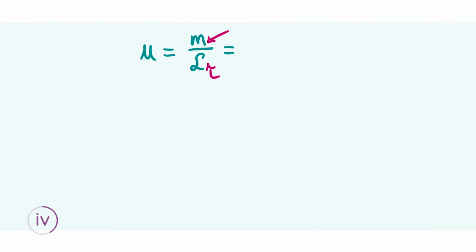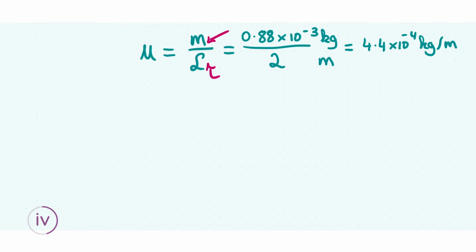Well, we have the mass as 0.88 times 10 to the power of minus 3 kilograms. Just putting in those units there. And that's all over the length, which is 2 meters. A simple calculation will tell you that the mass per unit length is equal to 4.4 times 10 to the power of minus 4 kilograms per meter. And it's a good idea to also, if you're calculating these little things, to keep your units on hand, so you know what units you're going to end up with at the very end of your calculation.